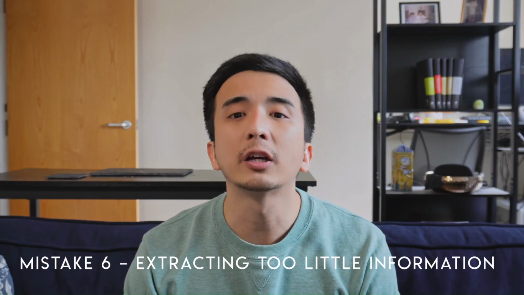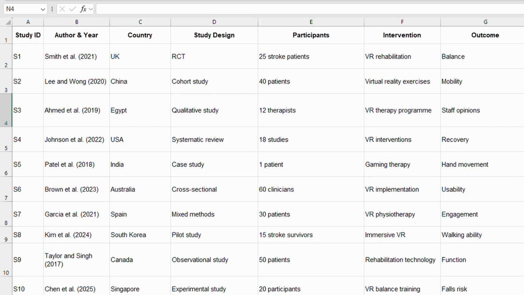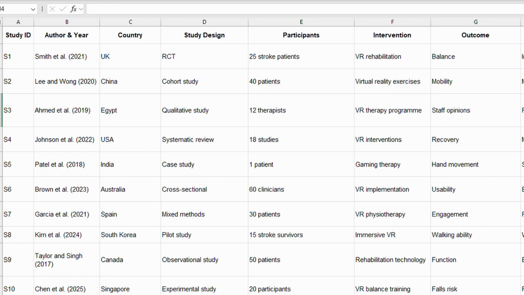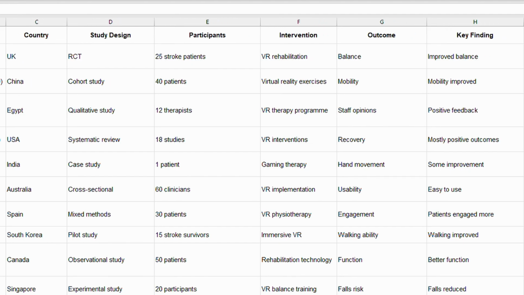Mistake number 6, extracting too little information from the papers. This mistake creates major problems later during analysis. Students often extract very superficial information from the studies, and then when they begin writing, they realize that they don't have enough detail to compare the papers properly. Or worse, their synthesis becomes oversimplified because important nuances were never extracted in the first place.